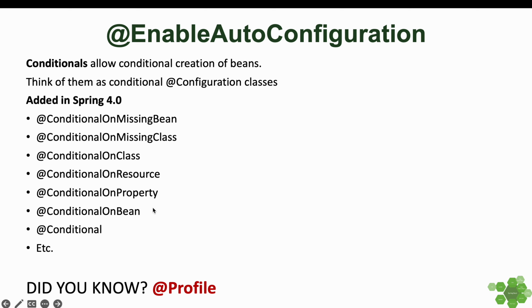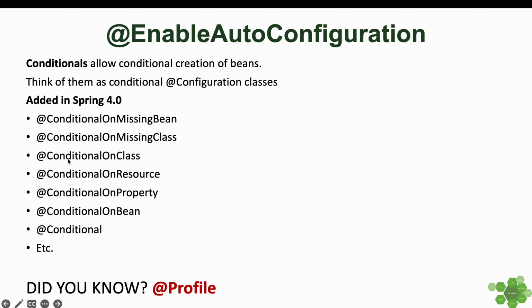Then we have a couple of these conditional annotations. We have @ConditionalOnMissingBean, which means that a bean will be created if it does not exist in the application context. Then we have @ConditionalOnMissingClass, which means that a bean or a configuration class would be configured or created if a specified class is missing in the class path.